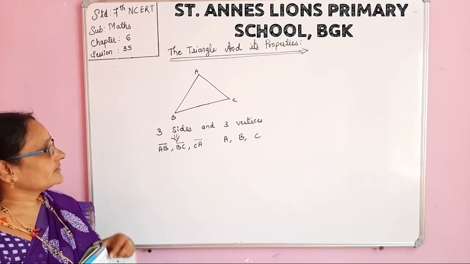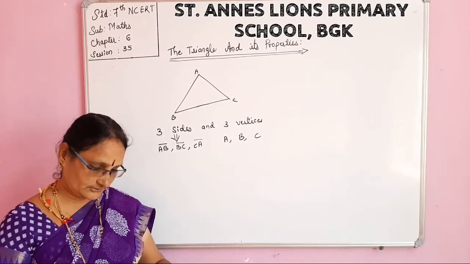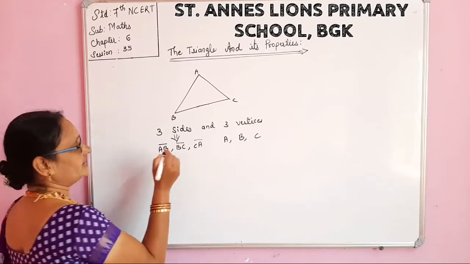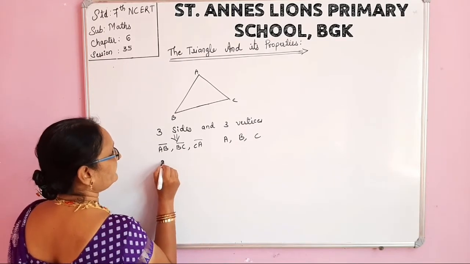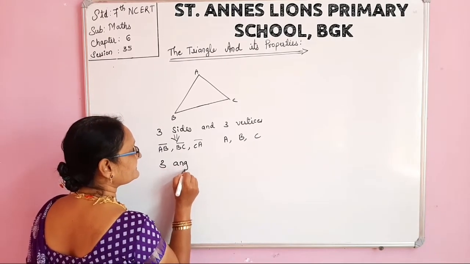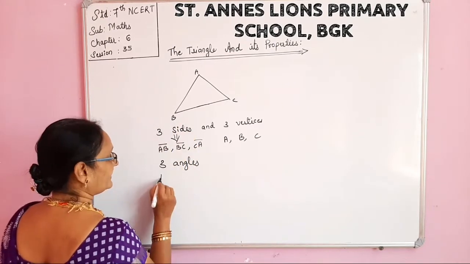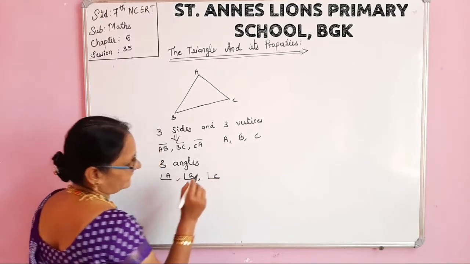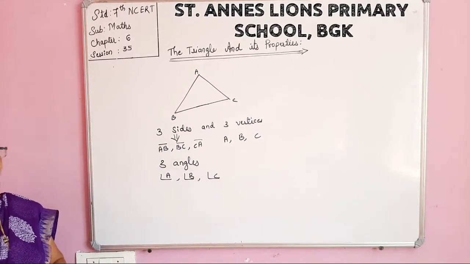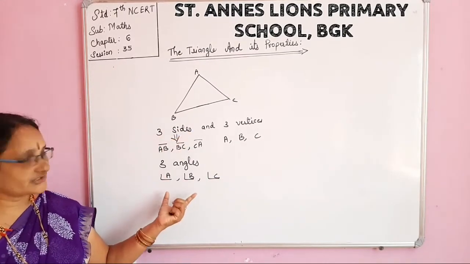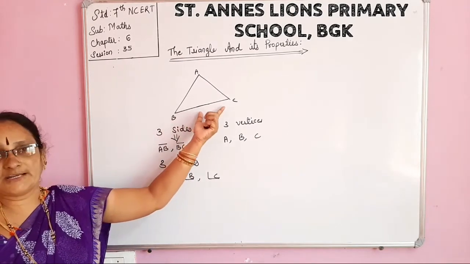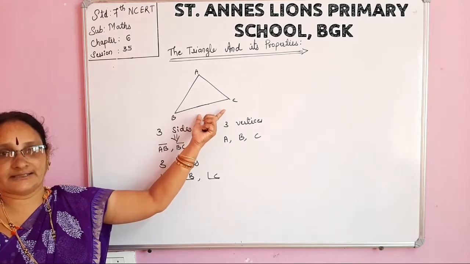So here see, you just remember, it also has 3 angles. How many angles does it have? 3 angles. These are the properties. Angle A, angle B, angle C are the 3 angles. Here see, 3 sides and 3 angles are the main important properties of the triangle.